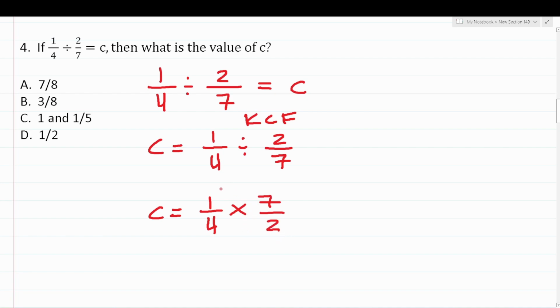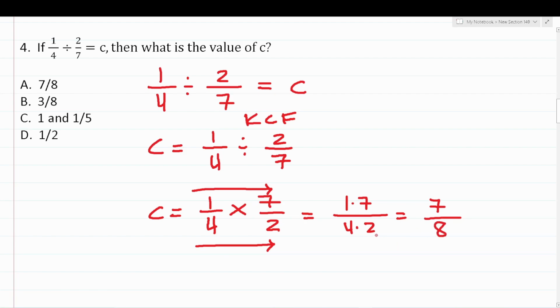Now you're just multiplying two fractions, which means you're just going to multiply straight across. So this becomes 1 times 7 over 4 times 2. 1 times 7, of course, is 7. 4 times 2 is 8. All right, so 1/4 divided by 2/7 is simply 7/8.